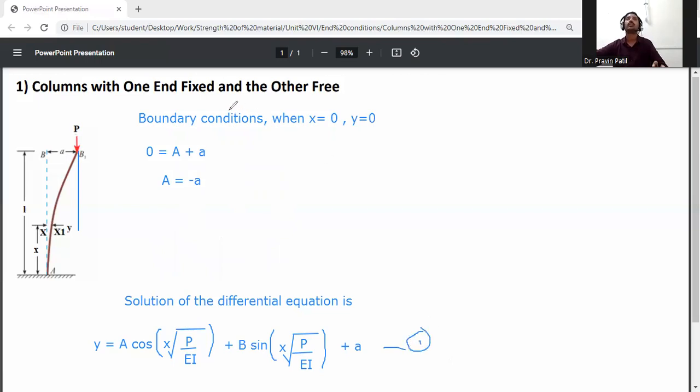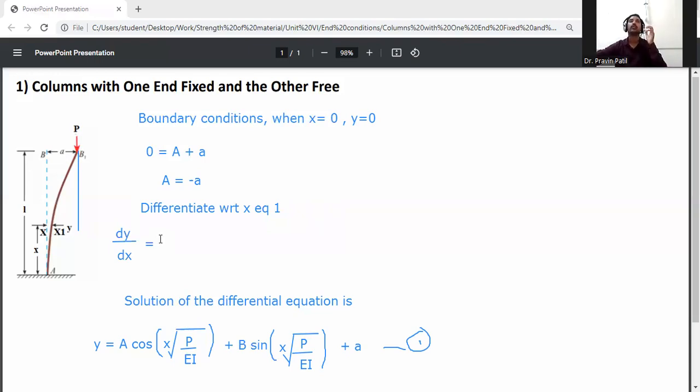So differentiate with respect to x, equation 1. So y, it is dy by dx. dy by dx is equal to, so a cos x root of p by a.